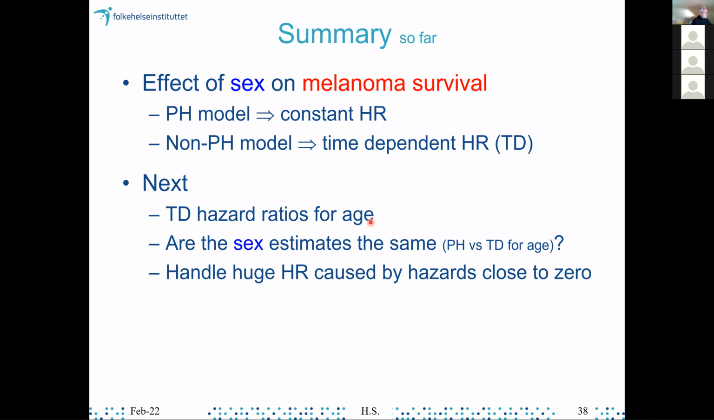And then also we get into a trouble of very large hazard ratios because we have hazards very close to zero in that estimation. And we handle that by plotting over a restricted range, or we could instead plot hazard differences. Or, okay, I didn't put in anything else. Yes, so let's try that.